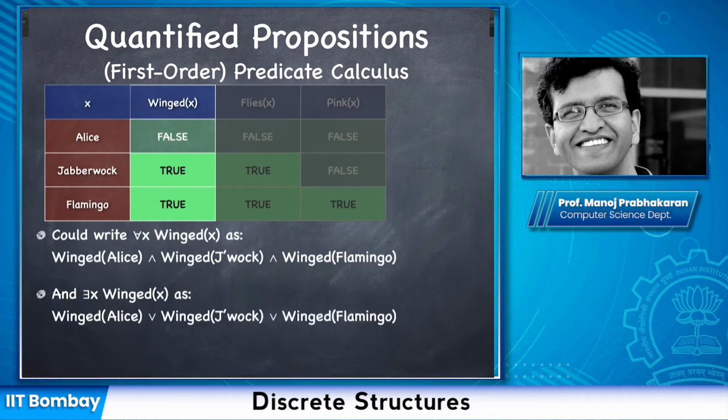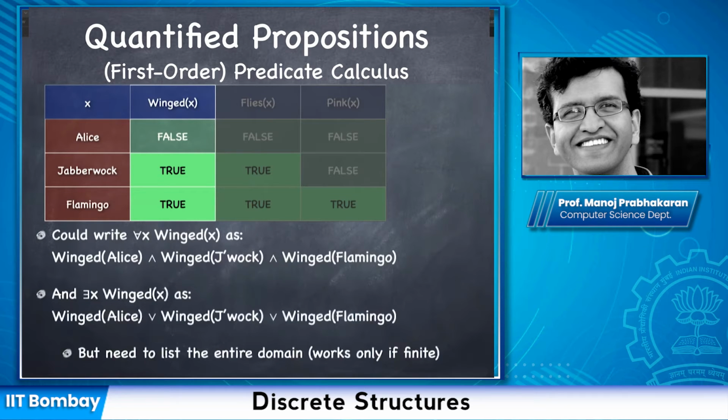And similarly, for there exists x, winged x, you could have written it as winged Alice or winged Jabberwock or winged Flamingo. And to some extent, actually, that's all that is to it. But the important difference is that, first of all, it's much more compact. You don't need to enumerate over your entire domain.